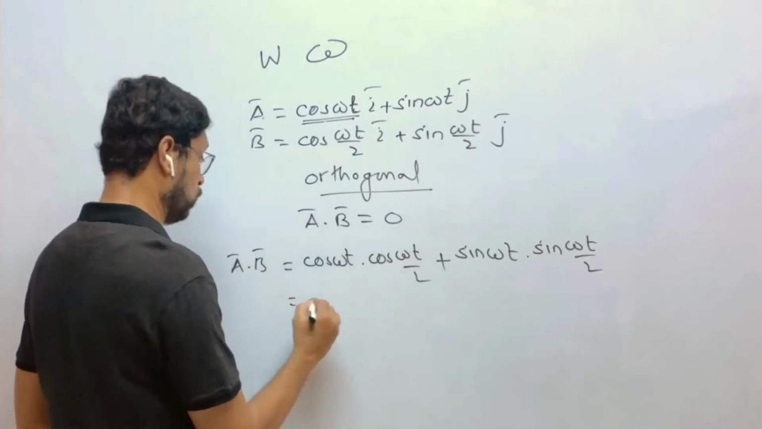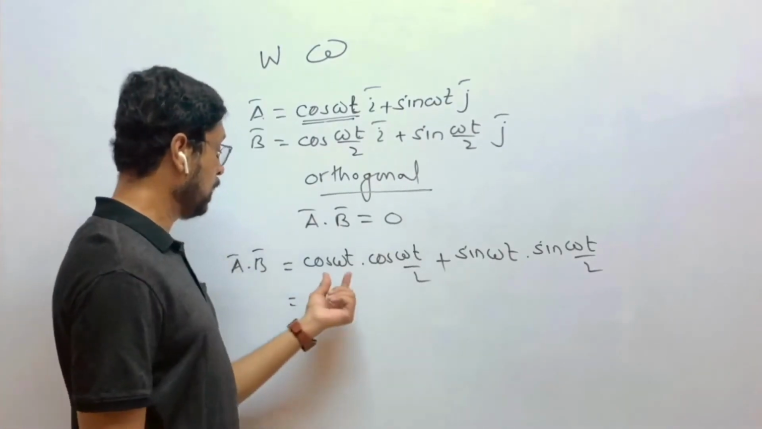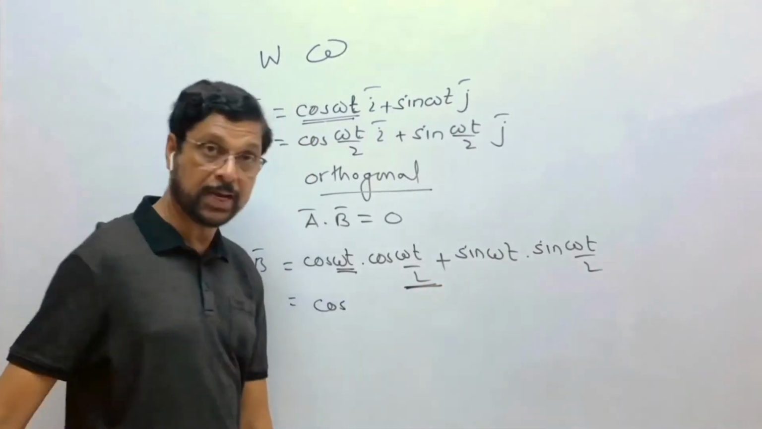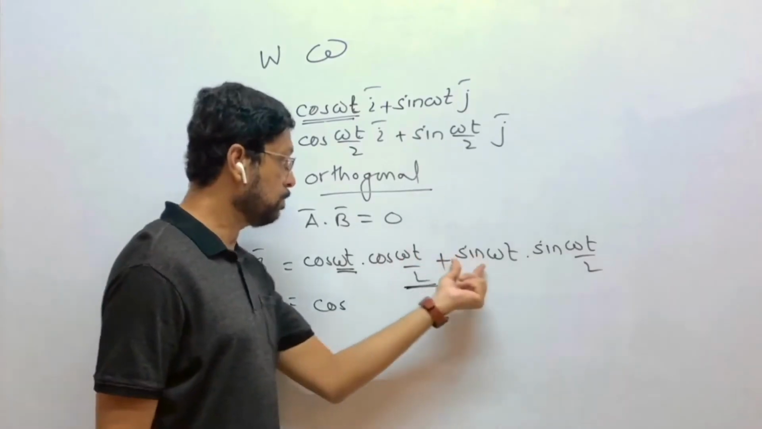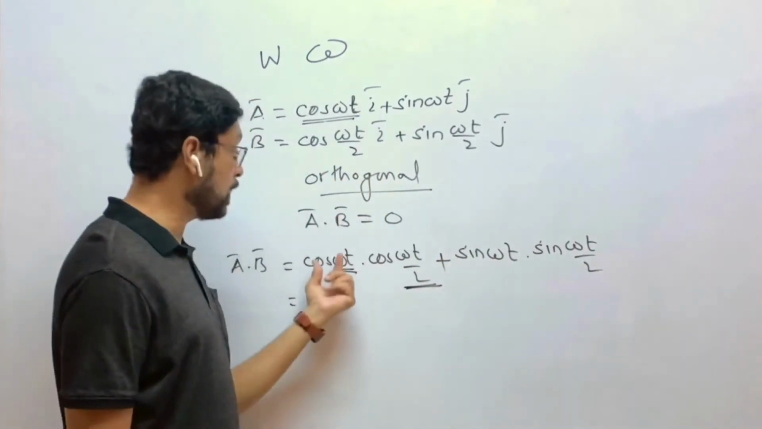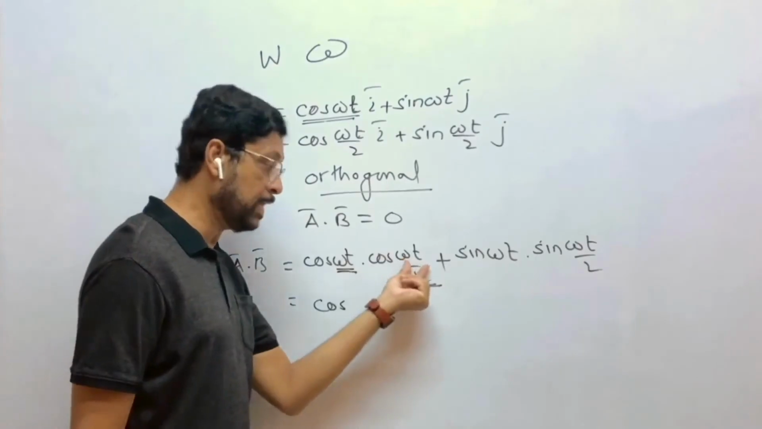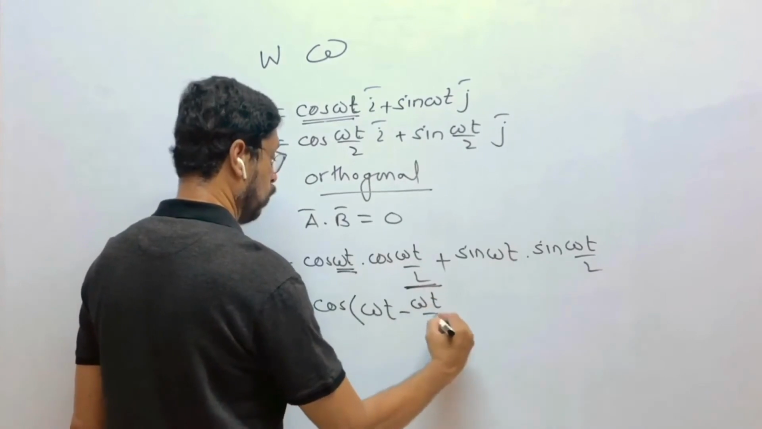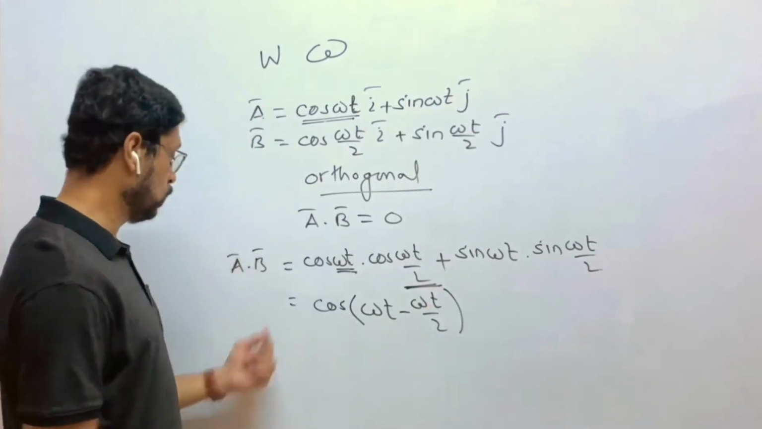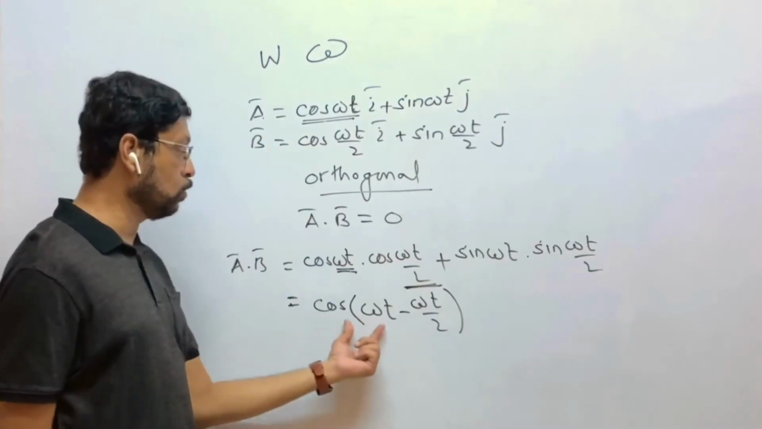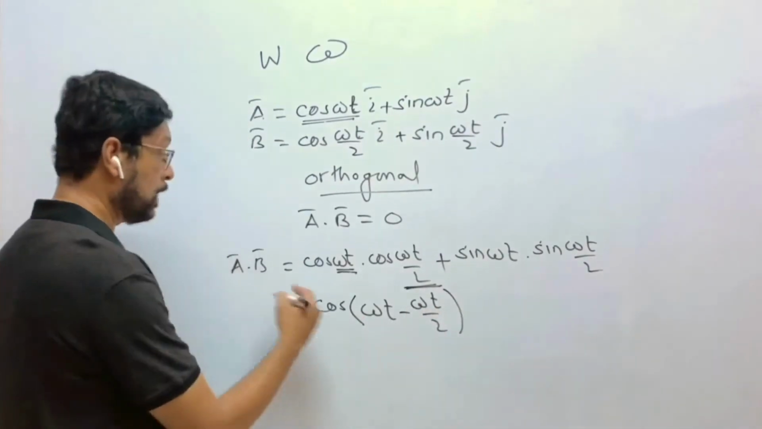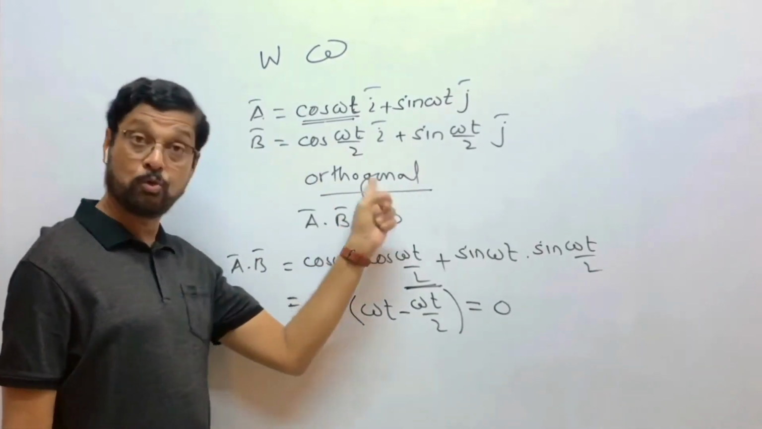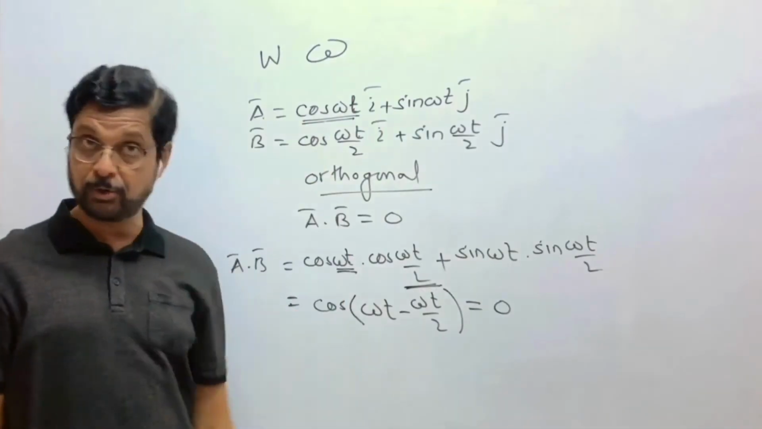So this is equal to cos of A, क्या है यहाँ पर? ओमेगा टी, और B है ओमेगा टी बाई 2. Cos A cos B plus sin A sin B is cos A minus B. So cos of omega t minus omega t by 2. So A dot B is equal to cos of omega t minus omega t by 2. And this A dot B, he says, is equal to 0 because the two vectors are orthogonal, perpendicular to each other.